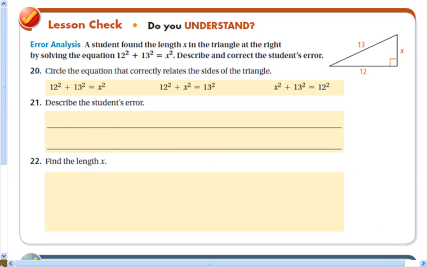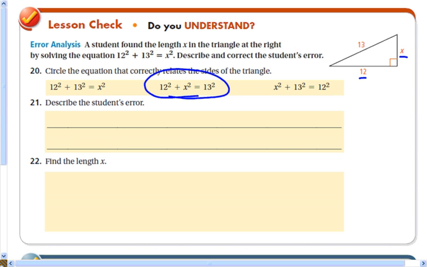All right, let's do the lesson check here. A student found that the length x in the triangle right by solving the equation 12 squared plus 13 squared equals x squared. Describe and correct the student's error. Circle the equation that correctly relates the sides. And that is 12 and x are the two shorter sides, so 12 and x would be A and B, and they should equal 13 squared, so that would be that one. And to do that one, we would have to do 13 squared minus 12 squared.